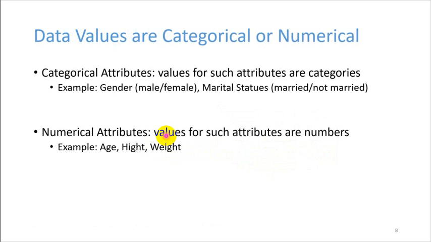Our data attributes can only be categorical or numerical. By categorical, I mean the values for those data can be only categories, like gender or marital status. And the values for the numerical attributes can be numbers, continuous or integers, like age, height, or weight.